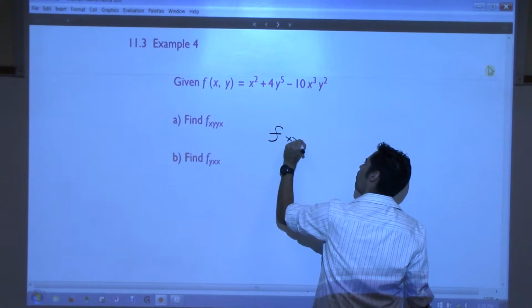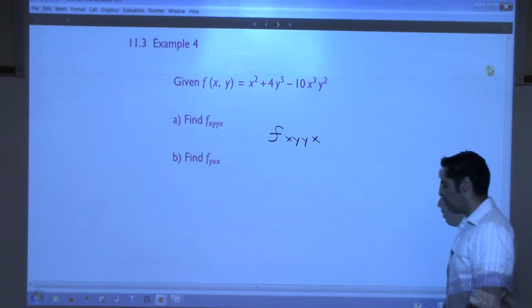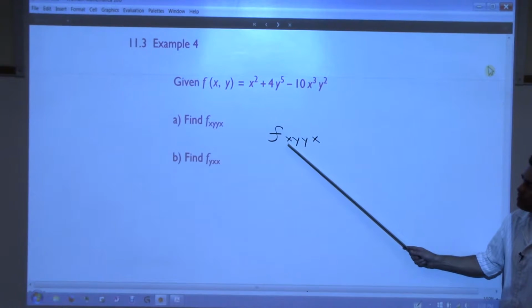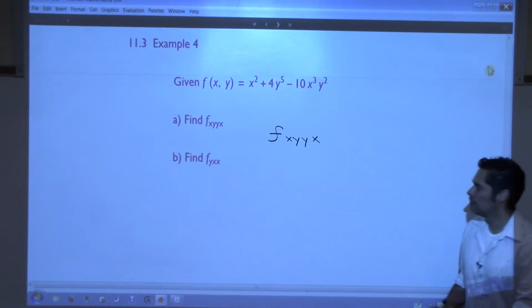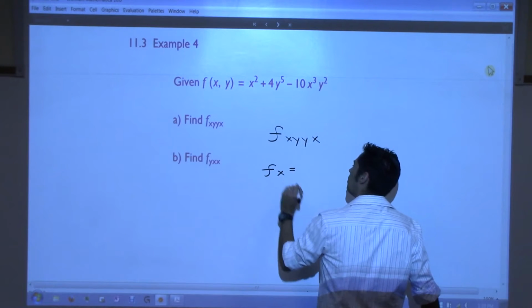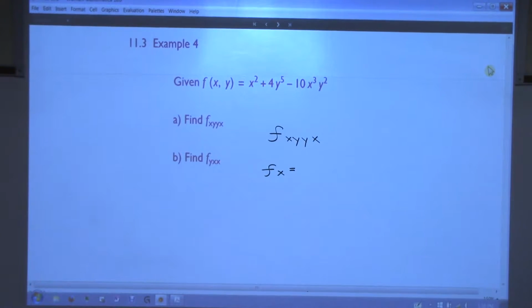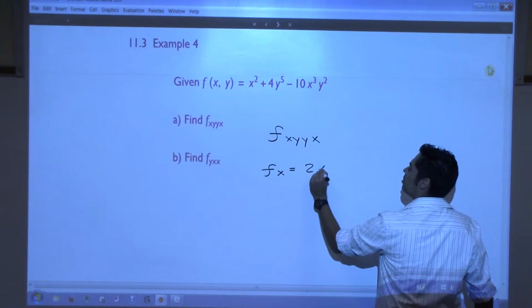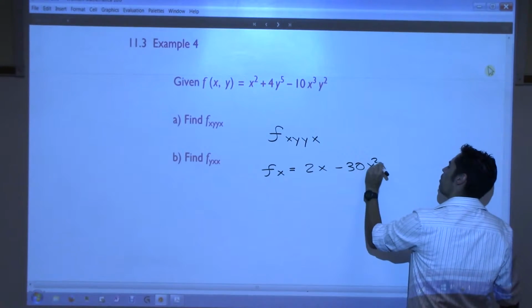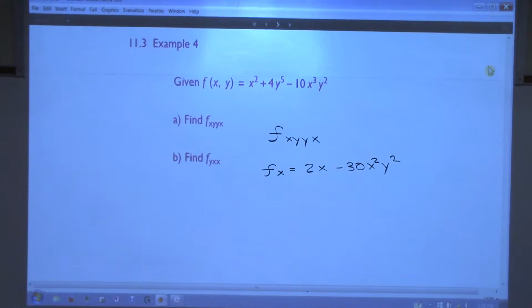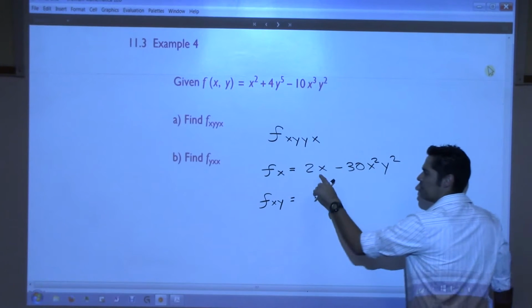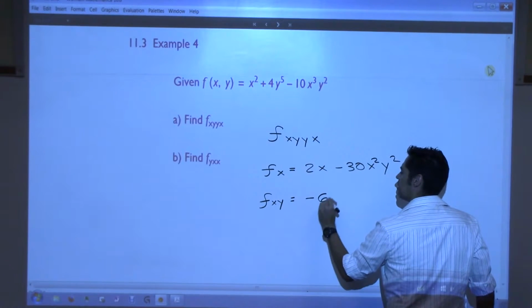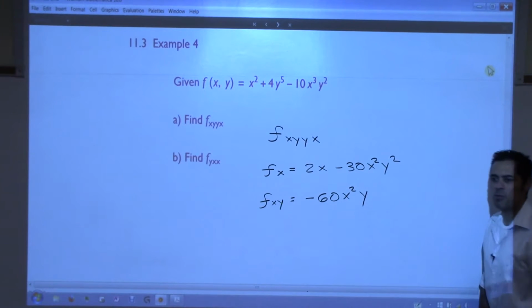F x, y, y, x. So I'm going to take the partial with respect to x first, then y, then x. Let's see what we get. So first, start with the partial with respect to x. What would the partial with respect to x of that be? We've already done this problem, right? 2x minus 30 x squared y squared. Isn't that what we got? Now the partial of that with respect to y, which is 0 and then negative 60 x squared y. That's also the one we just did, isn't it?